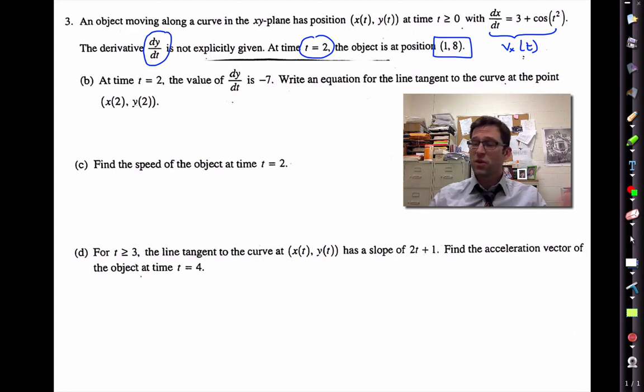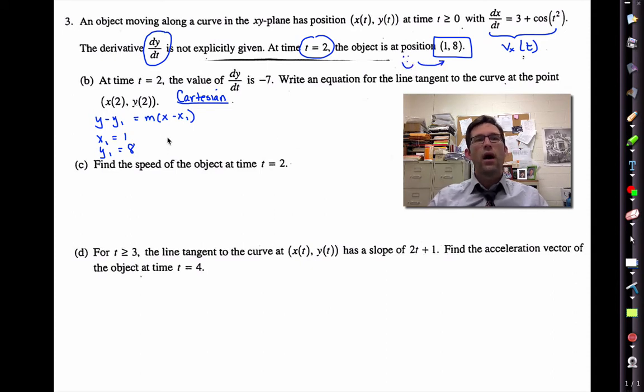Just what we did. So again, let's go Cartesian first. All right, Cartesian, that's going to be y minus y1 equals m times x minus x1. What do we know? Well, again, they gave us the x1, y1. x1 was 1. y1 was 8. That's right here.